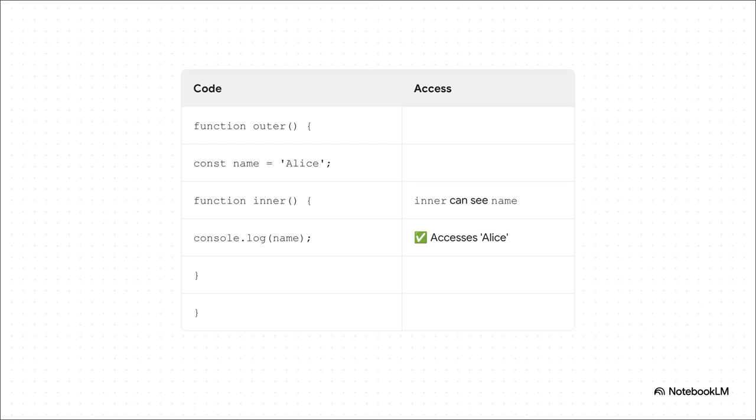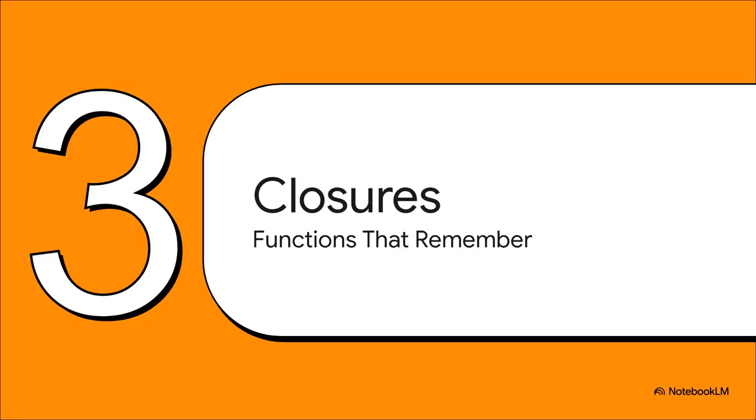Because of lexical scope, that inner function can look outside of itself and see the name variable that belongs to its parent, the outer function. It's kind of like a one-way mirror. The inner function can see out, but the code on the outside can't see in. And that brings us right back to our original puzzle.